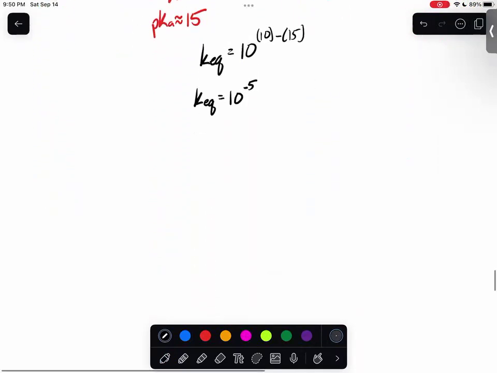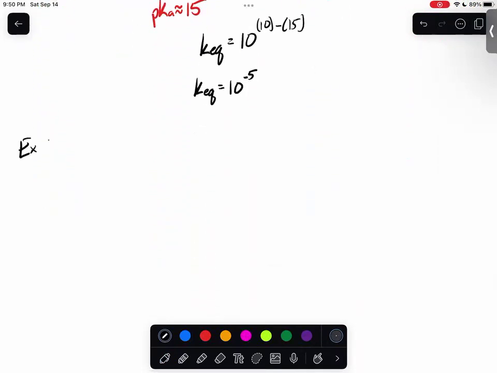We can take a look at example 4. Let's say we started out with something that looks a bit more like this. So once again, we have to do the same thing that we did last time. Find out what the acid is and what the base is, because neither of these have charges.